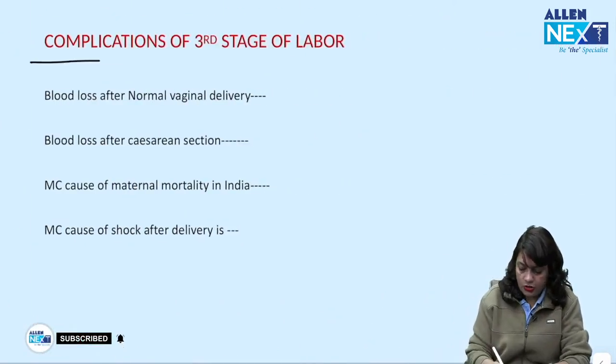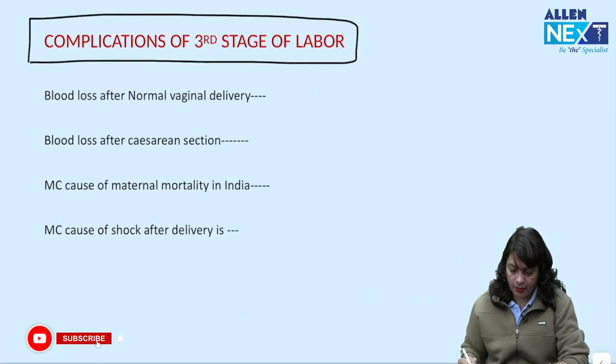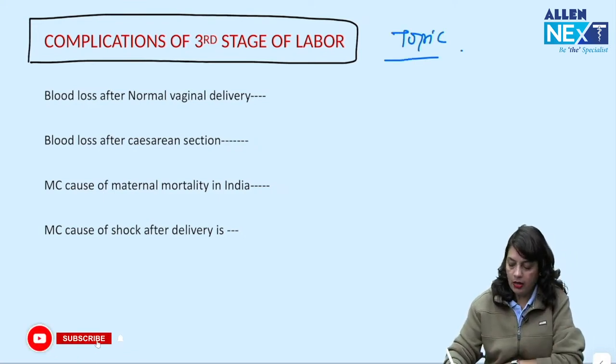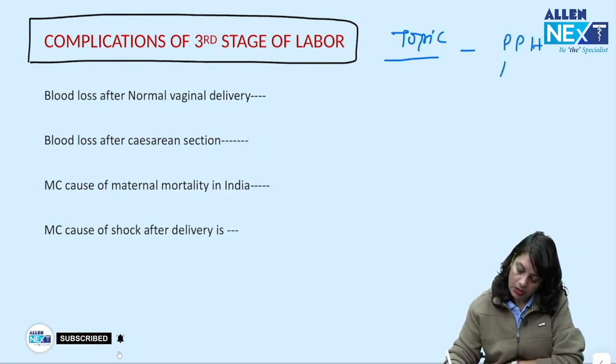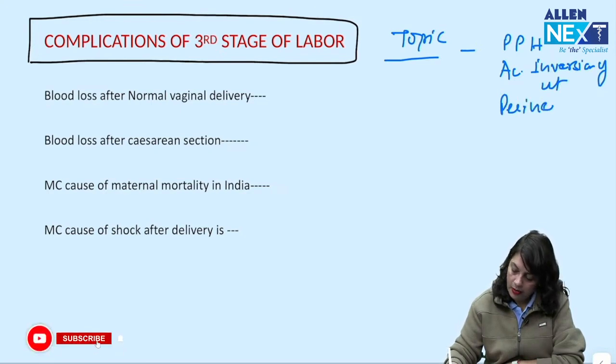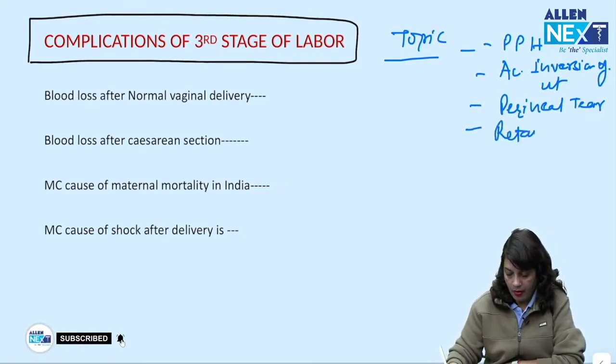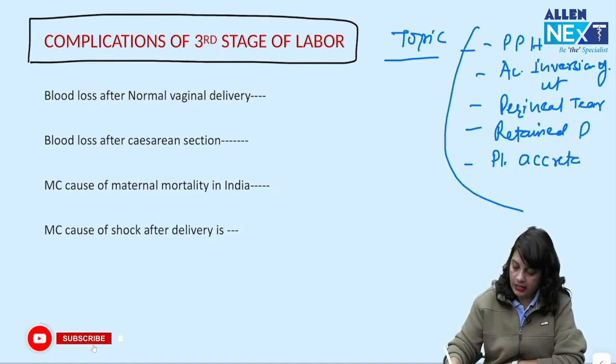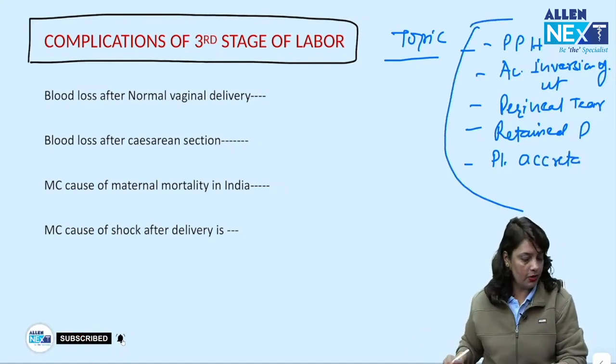Next topic is complications of third stage of labor. That is a very important topic. Okay, here you should read postpartum hemorrhage, you should read acute inversion of uterus, you should read perineal tear, I have been discussing in my classes. Then you should read retained placenta, you should read placenta accreta. This is what are the complications of third stage of labor.